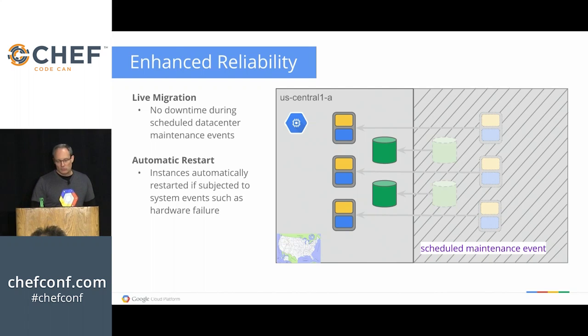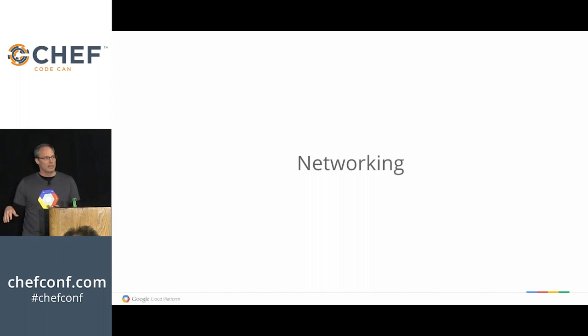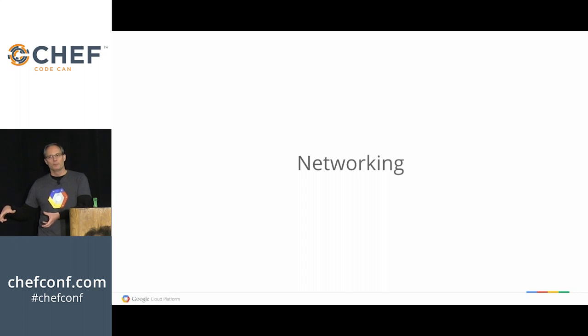The other one is automatic restart. If there is an event in the data center where the actual physical machine goes down, it's just a way to tell us that you want your machine, or your VM, to come right back up again.